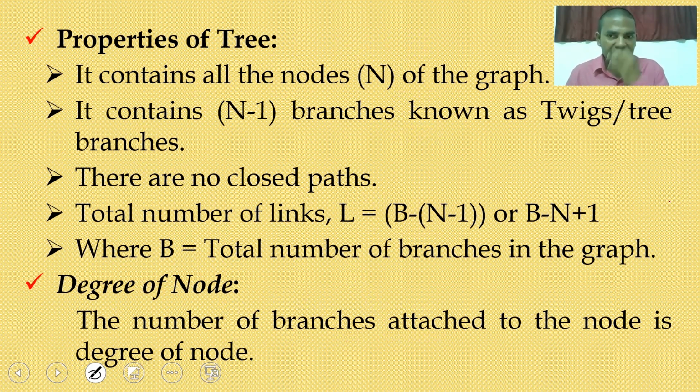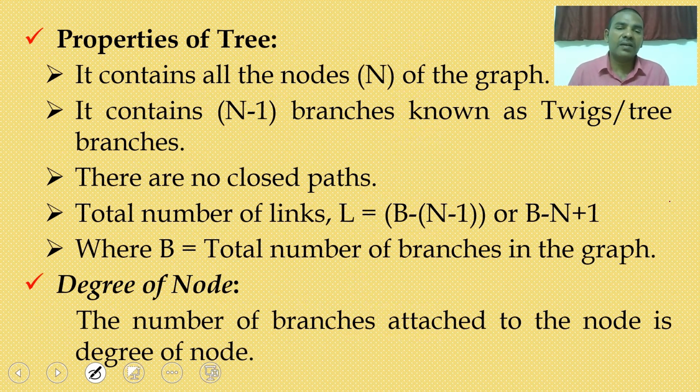And the tree branches are also called twigs, and their number must be N minus 1. For example, for a given tree, if N nodes are there, the twigs value must be N minus 1. So if 3 nodes are there, 3 minus 1, only 2 twigs will be there, and all the remaining branches in that graph must be links. And the tree must always be an open path. There are no closed paths.